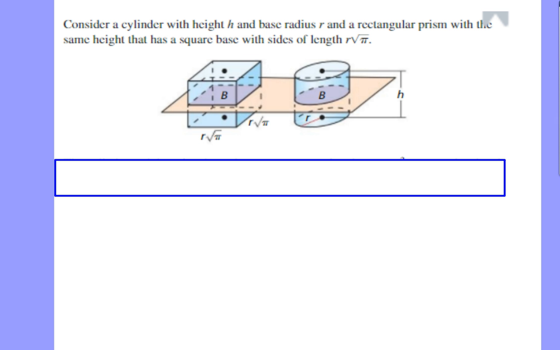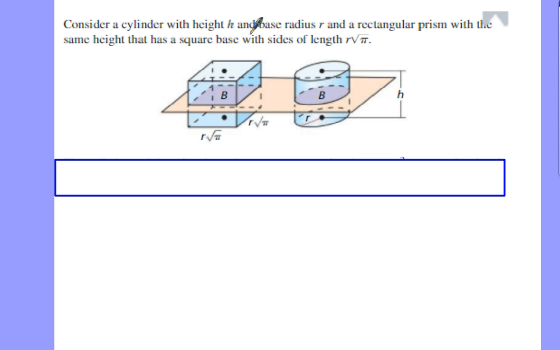All right, ladies and gentlemen, in this video we are going to look at the volume of cylinders. But before we do so, what I want to do is compare a rectangular prism with a cylinder just for a sec.